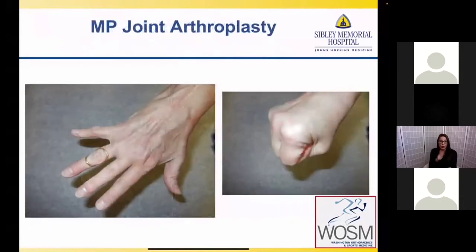And you can see this patient has great motion, and you can barely see a little scar here, but there's no swelling, and this little ring is for a different problem. But this is where the joint was replaced right here, and you can see the motion is very good.